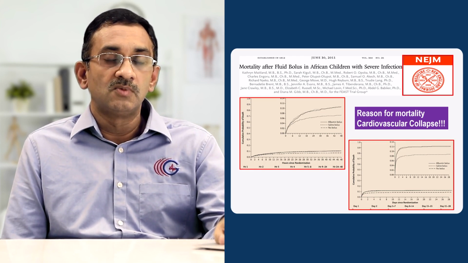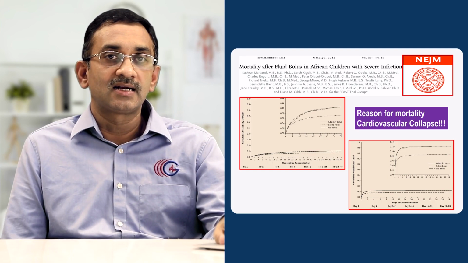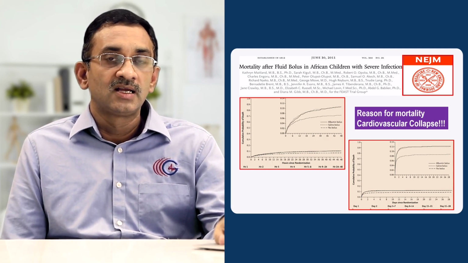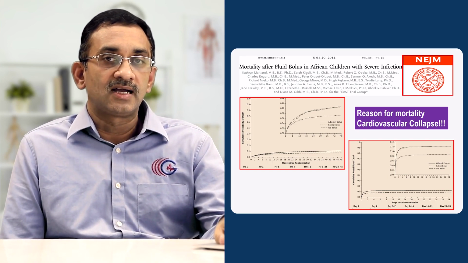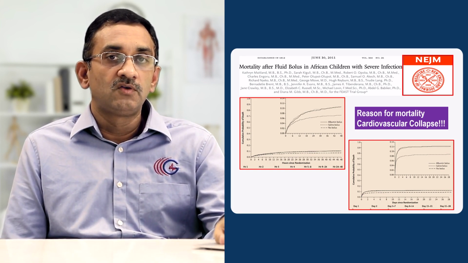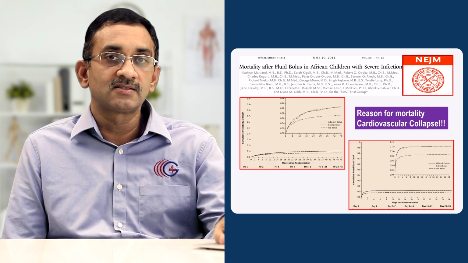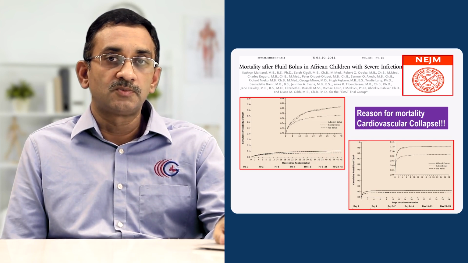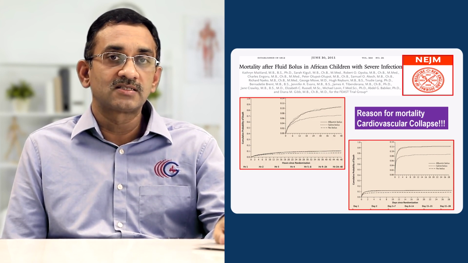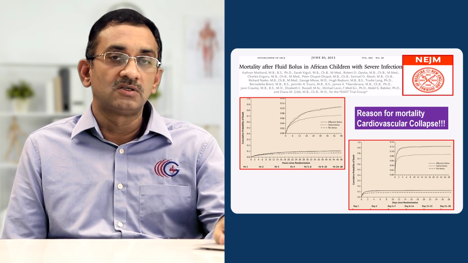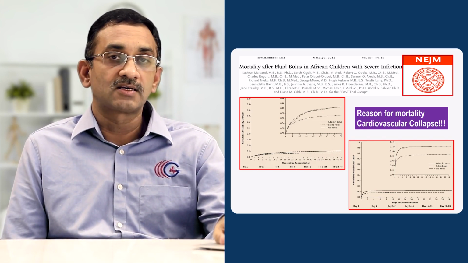If the children got a bolus of either albumin or saline, they ended up dying more than the children who did not have boluses. Initially, the interpretation was that in Africa, if you create fluid overload, there were no mechanisms of putting you on a mechanical ventilator or dialyzing, and therefore the consequences of fluid overload were fatal, and these kids who got fluid boluses probably died because of the consequences of fluid overload. When subsequent analysis was done, it was clearly shown that the reason for mortality is cardiovascular collapse.